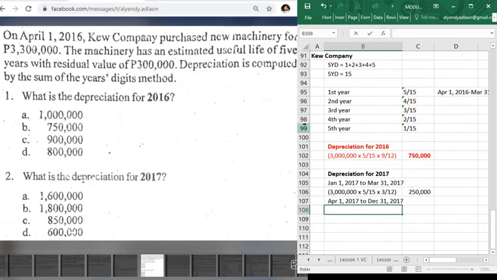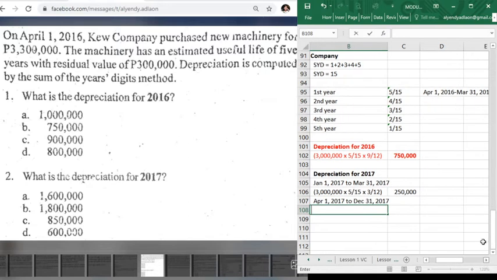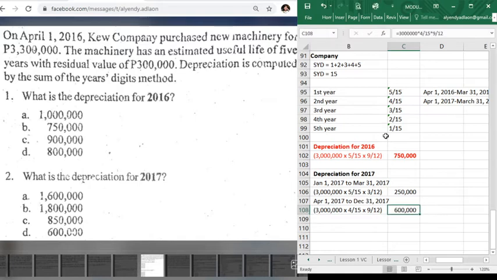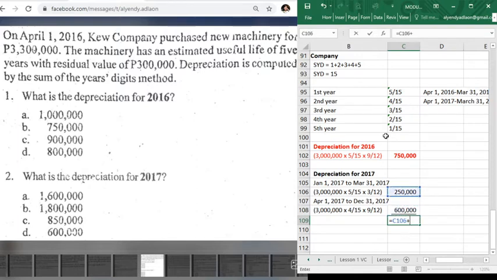While from April 1, 2017 to December 31, 2017, this is already the second year of the asset. This is April 1, 2017 until March 31, 2018. So, kaninga date, nahulog siya sa ato ang second year. Now, for our fraction, we have 3 million multiplied by, diri na ta sa 4 over 15. Okay, and then multiplied by, since April to December is 9 months, so multiplied by 9 over 12. Okay, so we have 3 million multiplied by 4 over 15 multiplied by 9 over 12, and then we can get 600,000. So how much is our total depreciation for 2017? 250 plus 600, that is 850,000 pesos, and that is letter C.